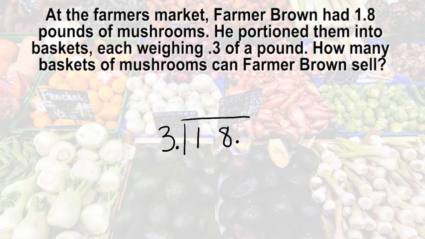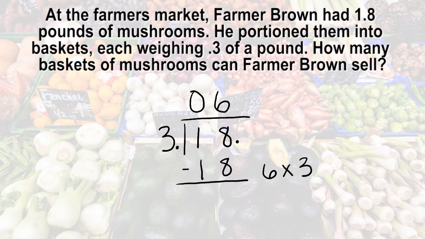Start with the tens. 3 multiplied by how many tens will give us 18? The answer is 0. Record the 0 in the tens place of the quotient and move on to the ones. The 0 is not necessary, but it does aid in the alignment of the digits. 3 times how many ones is 18? 6. 6 groups of 3 is 18. 18 were shared. Subtract the 18 from the dividend. There are 0 mushrooms left to be shared. Farmer Brown can sell 6 baskets of 3/10 pounds mushrooms.